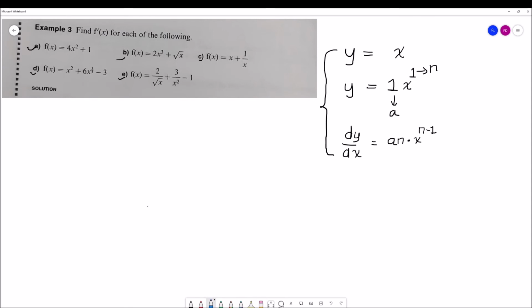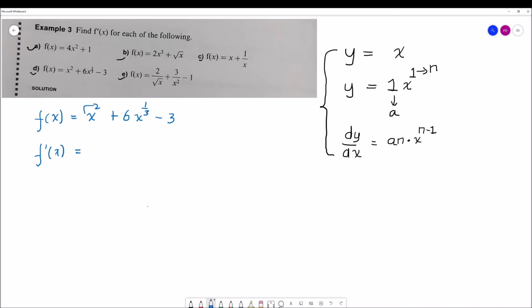Okay, so our equation number D is f of x equal to x squared plus 6x to the power 1 over 3 minus 3. Okay, so how do we differentiate this? So first thing, we'll write f prime of x, or y prime, or whatever you want to say.